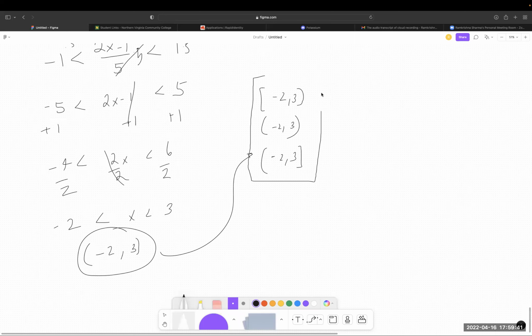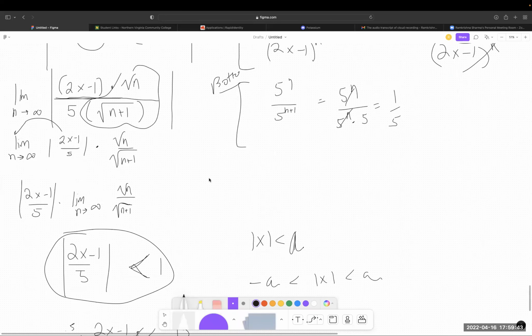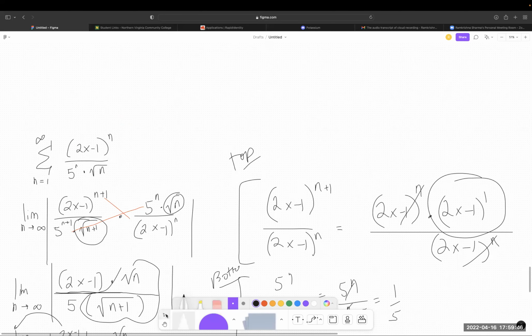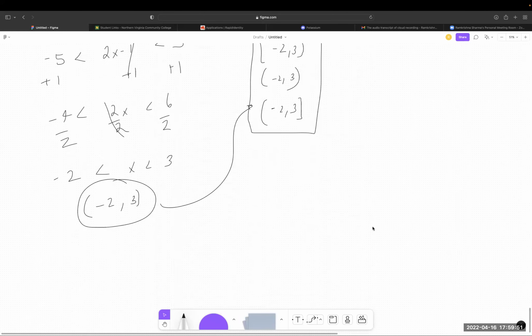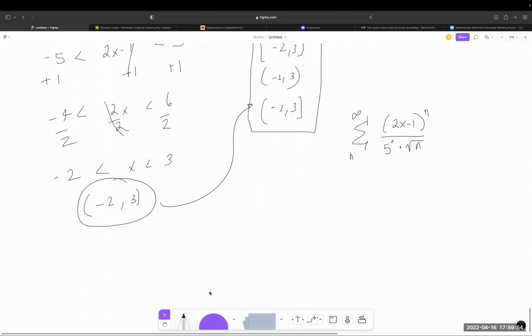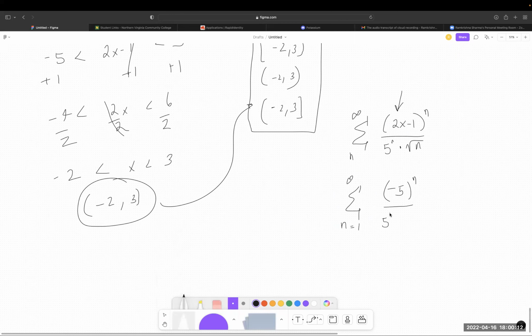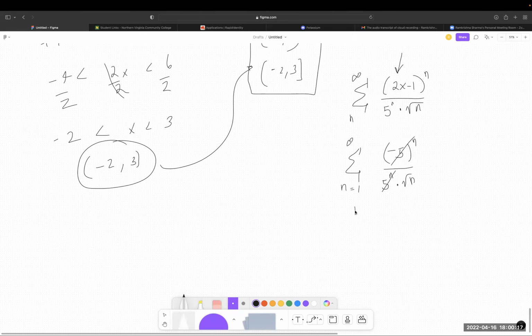Which one of these is it? The question is simple. We will take the original and plug in 3 and -2 into it and see what happens. This isn't too bad, I swear. So let's plug in -2. If I plug in -2 here, I'll have 2 times -2, which is -4 minus 1, which is -5, to the n, over 5 to the n times the square root of n. I can cancel these out, but I will have that negative.